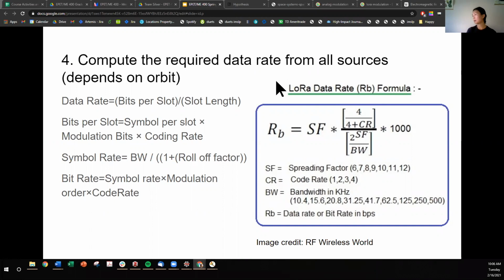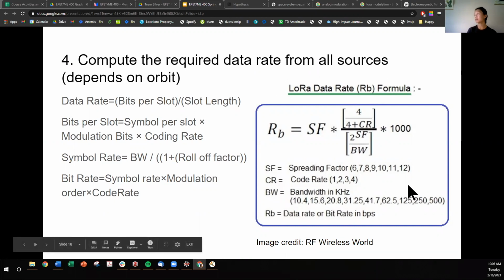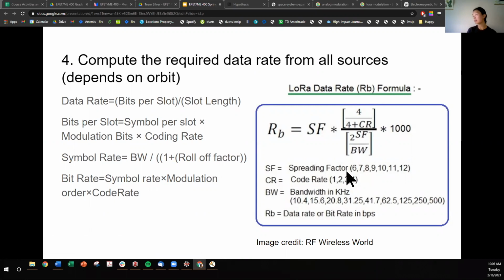Here is a sample calculation for a long-range modulation scheme data rate, where you need to know spreading factor, code rate, bandwidth to get your data rate. So these will be calculated later on in a lab. So don't worry about exactly what the details are now.